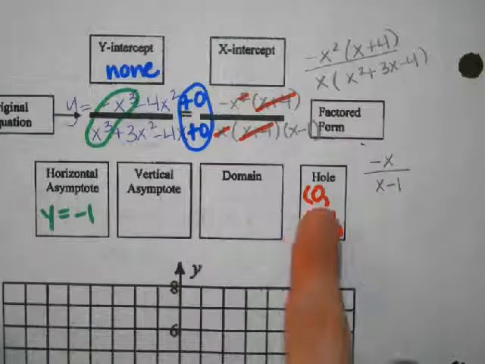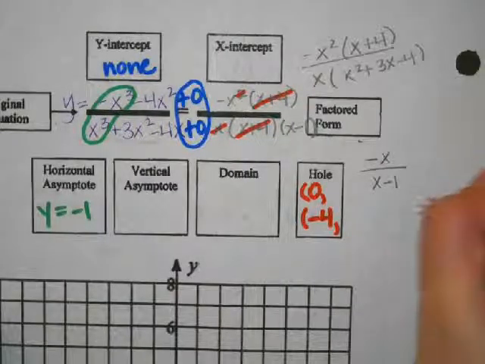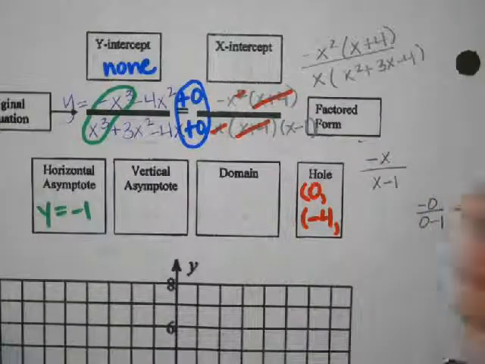So to find the y-coordinate for the first hole, I'm going to do negative 0 over 0 minus 1. Negative 0 divided by negative 1. Anyone? 0.